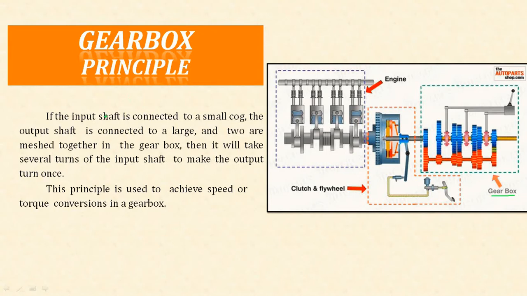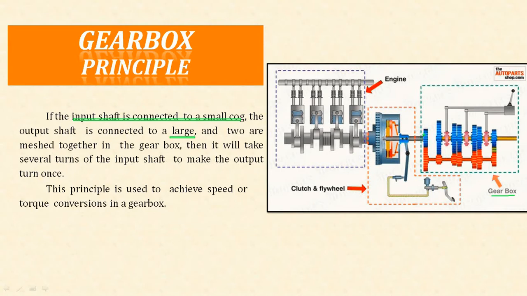So for the variation of the speed, we require an input shaft. Now the input shaft is connected to the small cog. That is, the input shaft has the smaller gear. It is connected with the larger one, and then it is transmitted to the output shaft.